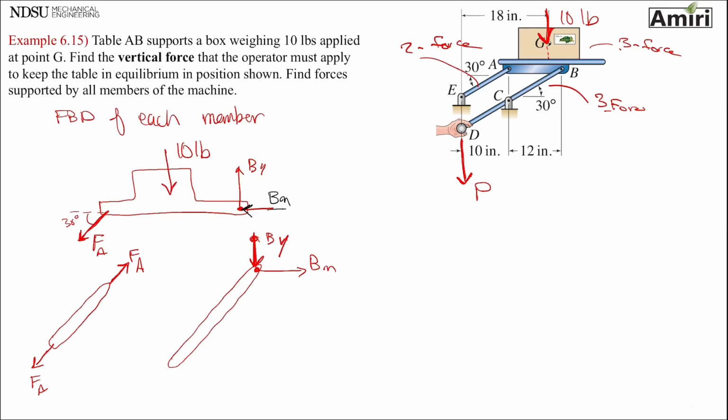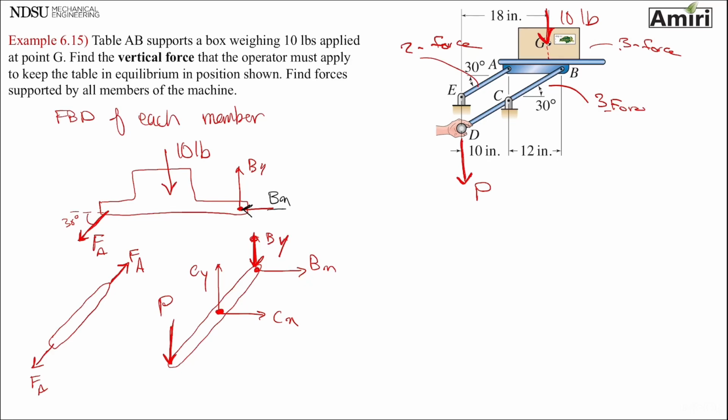Point C is a pin, so I'm going to put a Cx and Cy. Point P, I already put it there. It's a vertical force coming down. All right, so this is my free body diagram. The goal is to find forces in all members, meaning Bx, By, FA, Cx, Cy, and force P. So we have tons of unknowns.